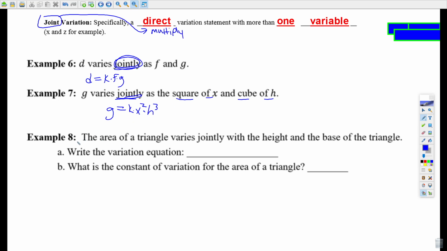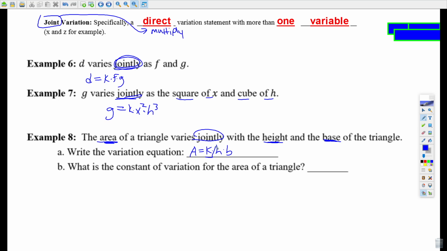All right, example 8, the area of a triangle varies jointly with the height and the base of the triangle. So write the variation equation. So we have to pick some letters here. The area of a triangle, so I'll pick A, equals, varies jointly, so we're going to be multiplying everything together, k times, with the height, I'll use h, and the base of the triangle times b. That's it.